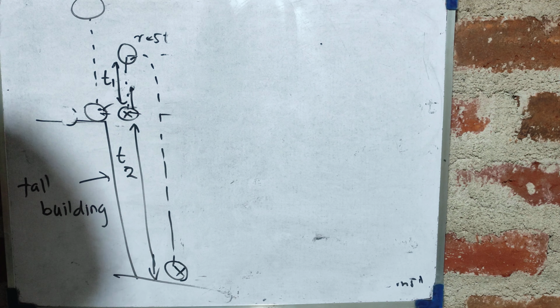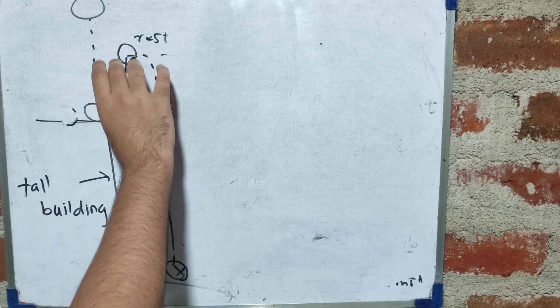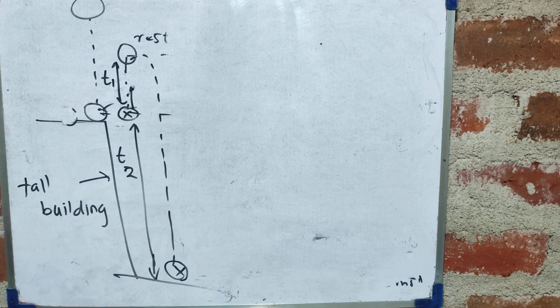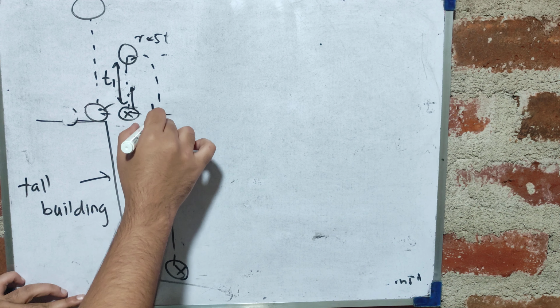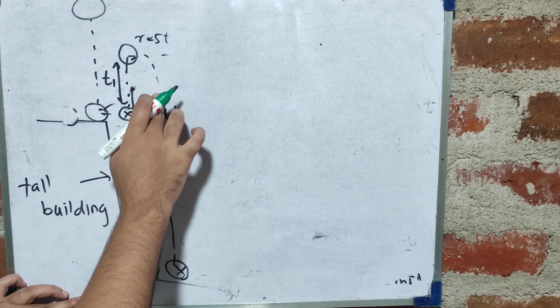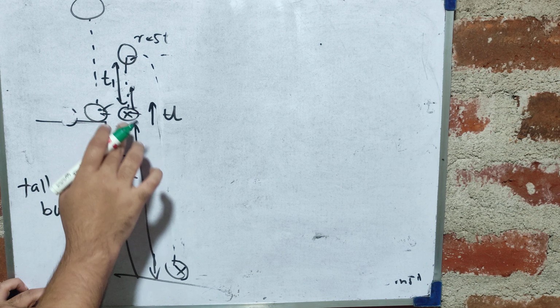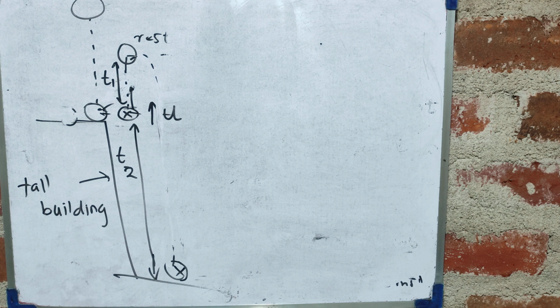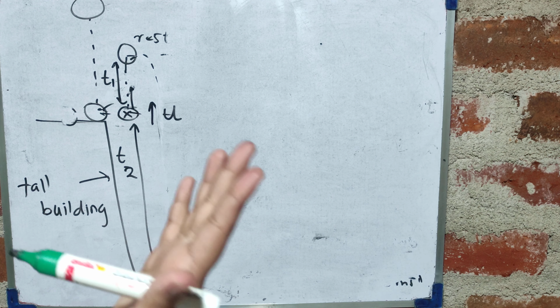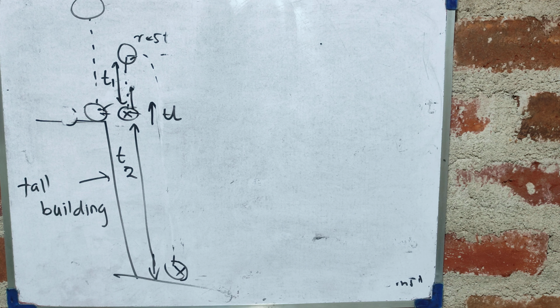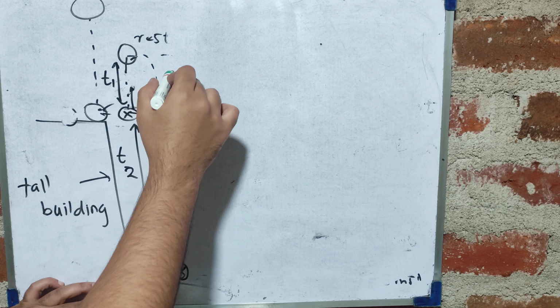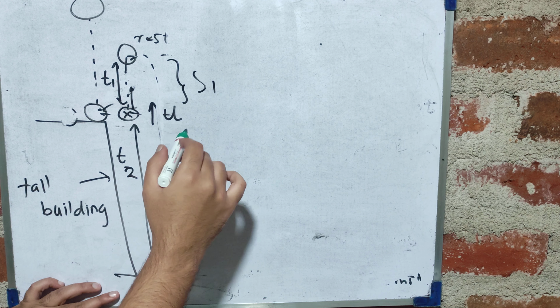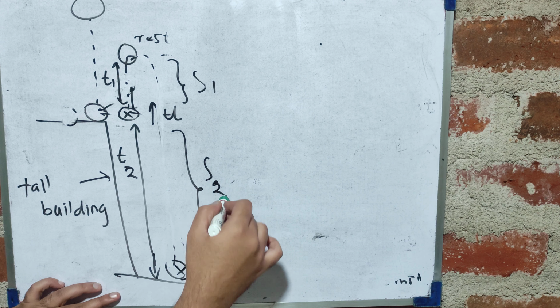What's the next question? Find the velocity of x when it struck the foot of the tower. Take g as 10 meters per second squared. Now let's take this as t1. It's going to move up with a velocity, I will take this as u. From here the particle x will move up with velocity u. From here to here, I don't know the time. Let's take this distance as s1 and this as s2.